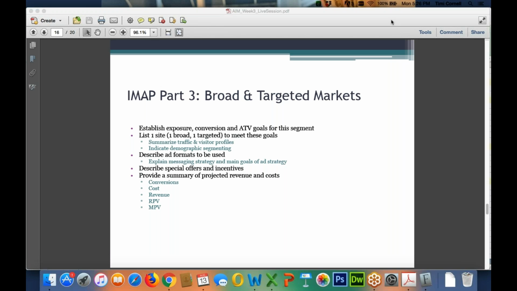But any type of virtual good or any type of incentive that your customers would perceive as having value is fair game here. All right, and then you'll provide a summary of your projected revenue and costs. That includes conversions, cost, revenue per visitor, and margin per visitor.